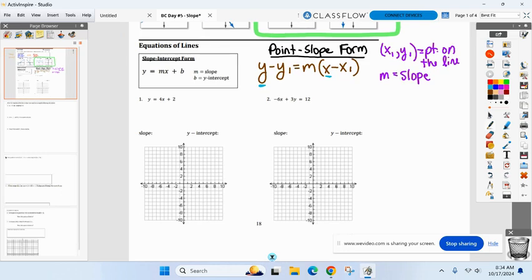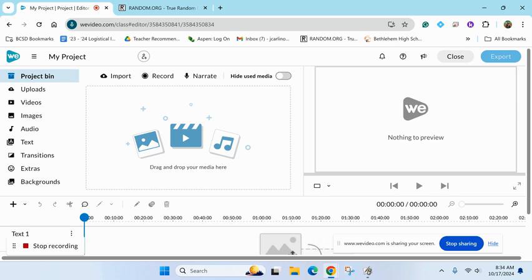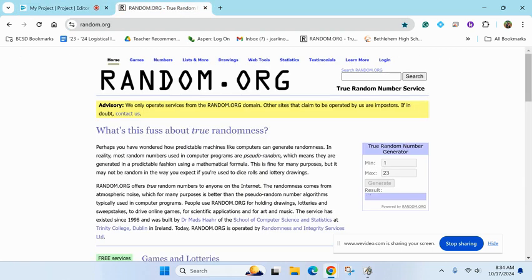y equals 4x plus 2. I need the slope and the y-intercept before we graph it. Slope and y-intercept. Notice what form it's in. Slope-intercept form. So the slope's already there and the y-intercept's already there. All right, here we go. Let's start this off. Little review from last year.